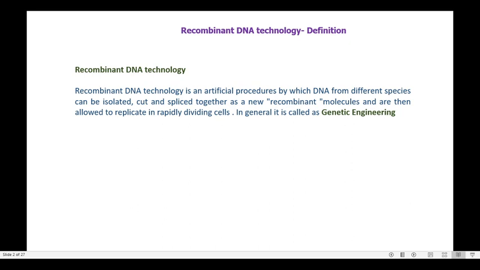Recombinant DNA technology is also called gene cloning and in general it is called genetic engineering. So now we will see about the basics of gene cloning. First, what is cloning? Cloning is a method of copying or producing similar products or things.